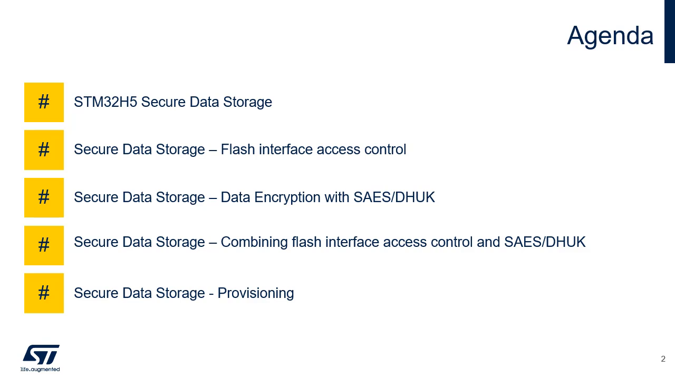First, an overview of the STM32H5 secure data storage features. Second, the flash interface access control that filters out requests that violate access permissions. Third, the combining of flash interface access control and secure AES coprocessor, or SAES, with derived hardware unique key, or DHUK, to encrypt and decrypt sensitive data. Fourth, the provisioning of keys and firmwares.